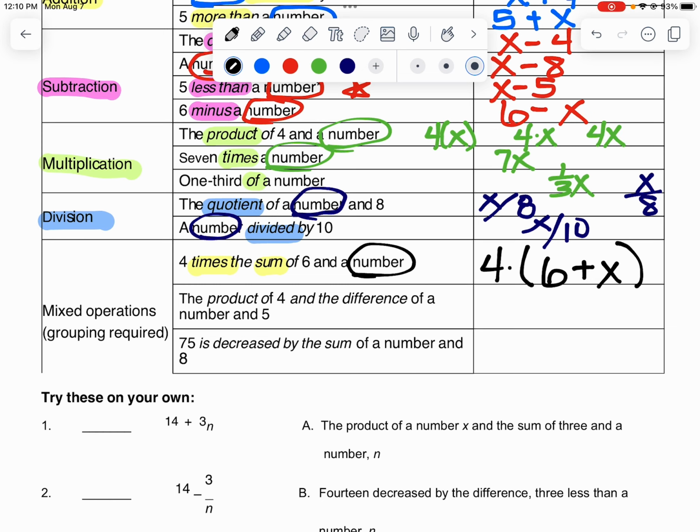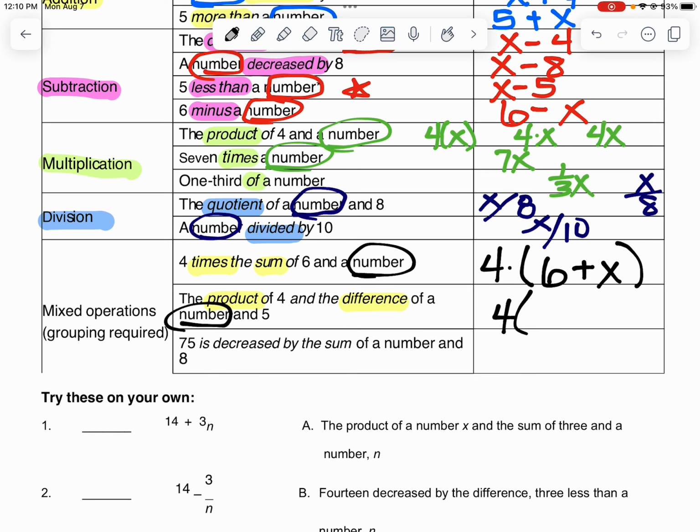All right, next one we have product, that means multiply, and difference, that means subtract. So when I write it, I have the product of 4. So 4 times the difference, I'm going to do parentheses again, the difference of a number, that's our unknown right here, and 5. So x minus 5, because difference means subtract.